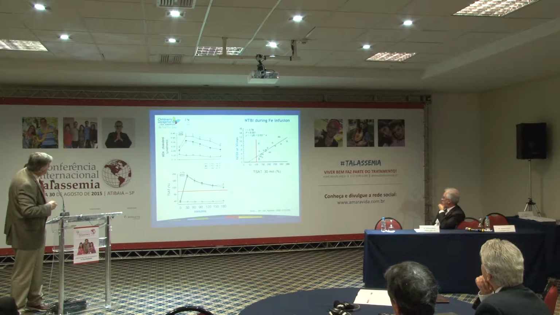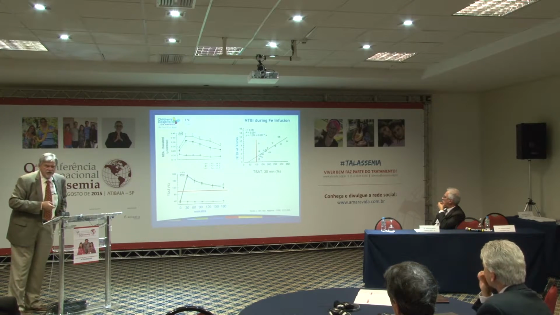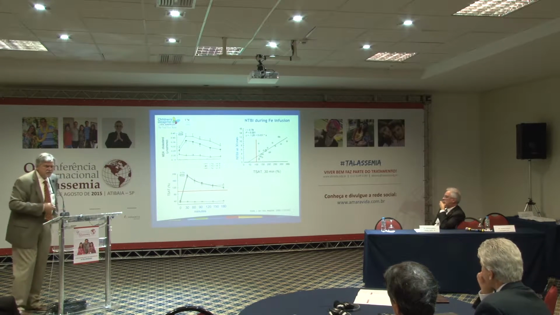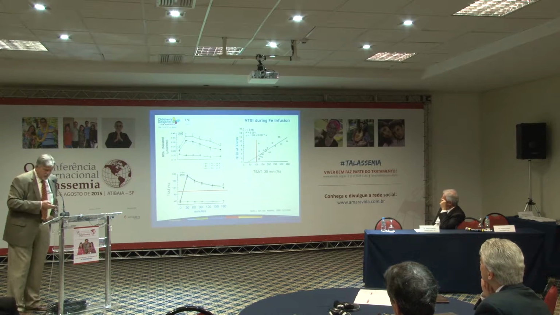What about infusion of iron? This is from the renal literature. Here we give IV iron. This is malondialdehyde, a measurement of lipid peroxidation. Not a very good measure, but nonetheless, that's what people have used. And here you see within minutes of giving IV iron, the transferrin saturation goes up. When the transferrin saturation is exceeded, you have evidence of lipid peroxidation in the plasma.